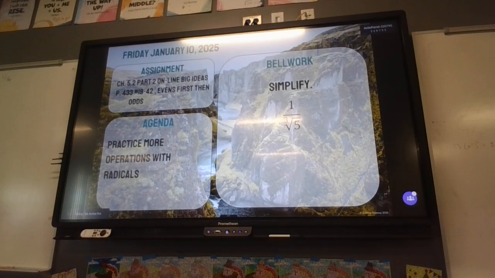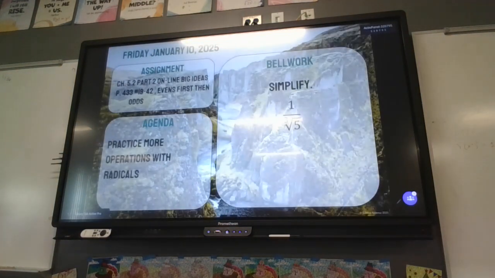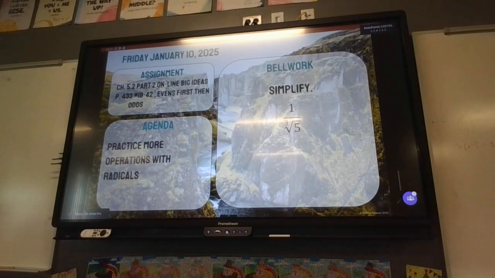Okay. So I want to remind you of a rule that we talked about with square roots, but you may not remember, and that has to do with denominators.